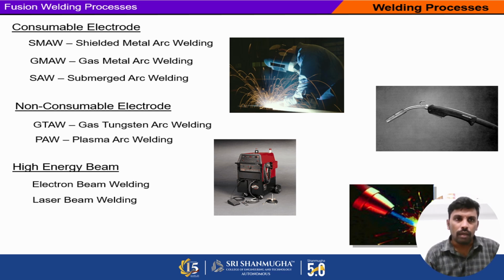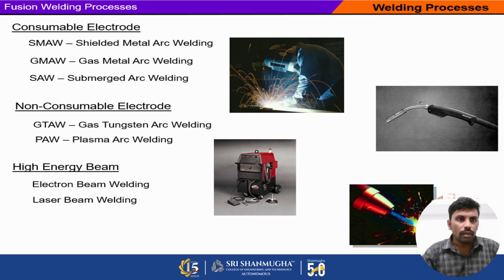Second, there are two types of welding process: the fusion welding process and the plastic welding. First, we'll discuss the fusion process. The first thing is by using consumable electrodes. Those are the different types of classifications.